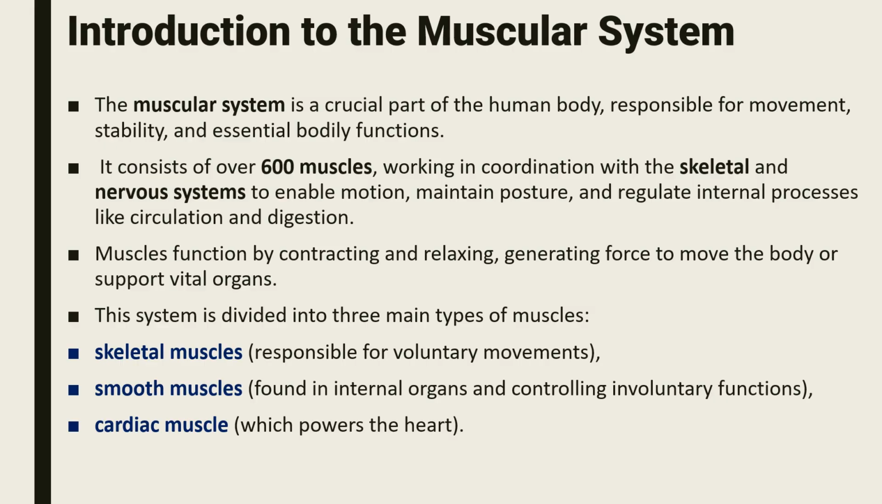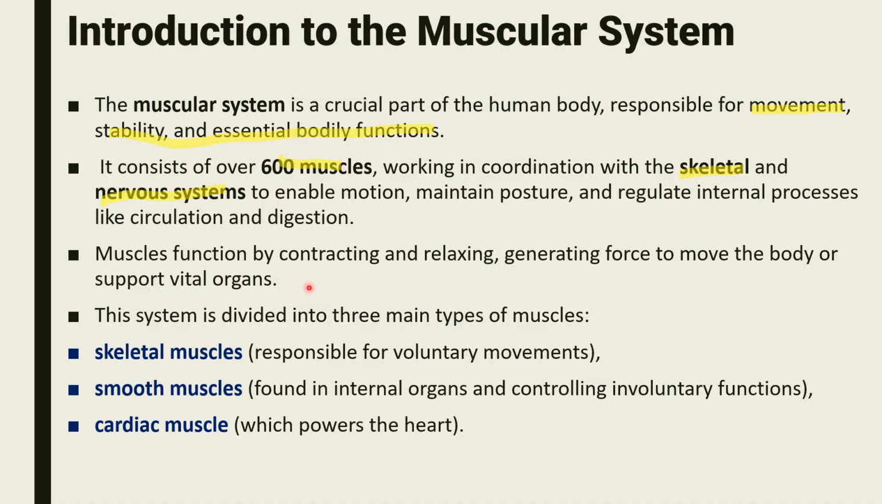The muscular system is a crucial part of the human body responsible for movement, stability, and essential body function. It consists of over 600 muscles working in coordination with the skeletal and nervous system to enable motion, maintain posture, and regulate internal processes like circulation and digestion.